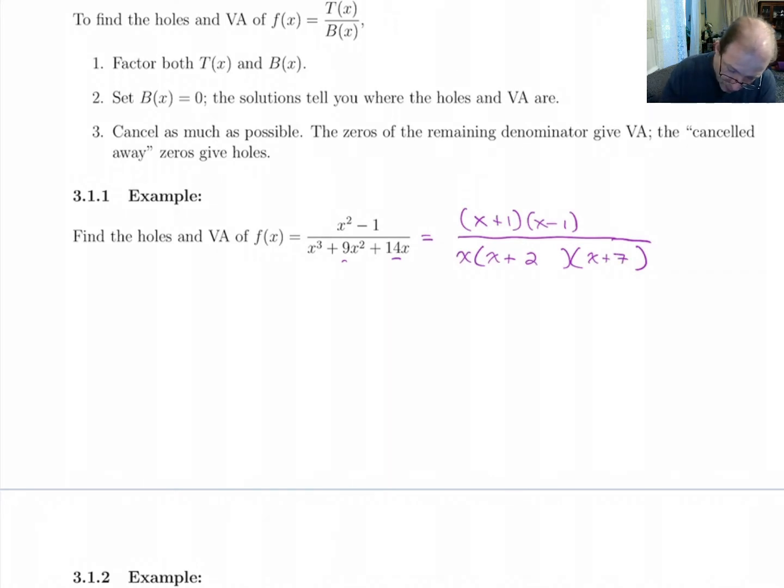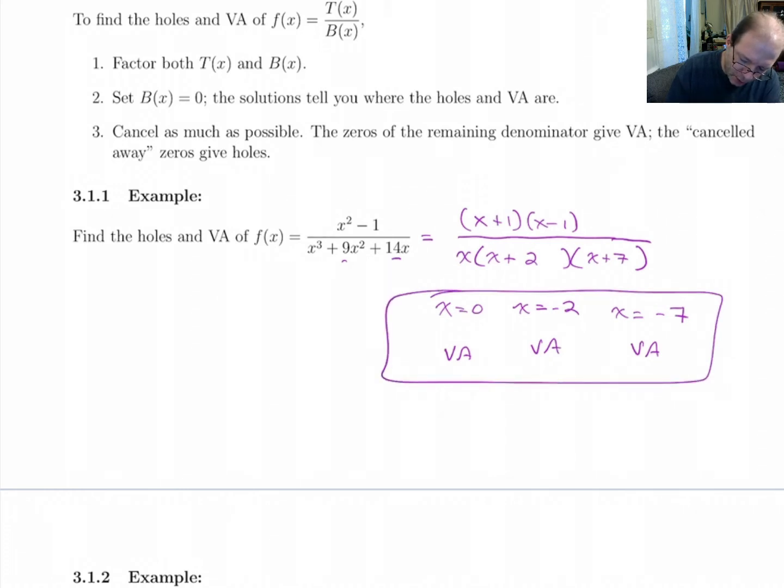All right. This gives us 3 numbers: x equals 0, x equals negative 2, and x equals negative 7. None of those cancel away, though. So all 3 of these give us vertical asymptotes, and no holes.